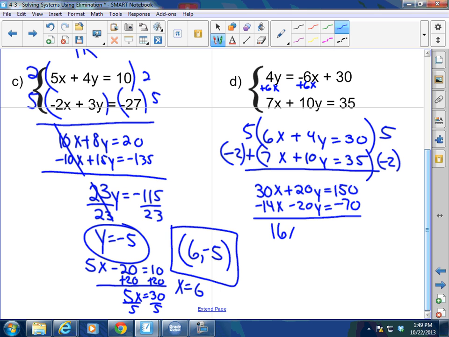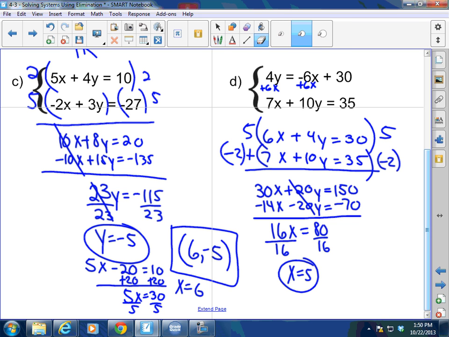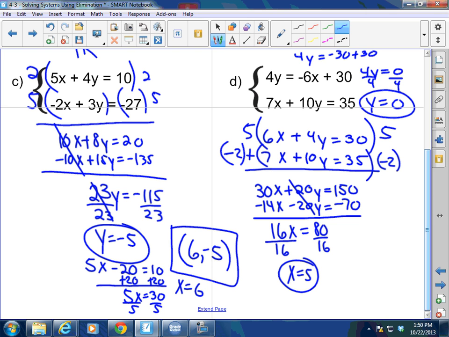I've got 16x, the y's cancel, equals 80. Right? And then I'm going to divide by 16 on both sides. So x should equal 5. Now, who do you want to plug that into to solve for y? I would definitely use the top equation in this case. So I'm going to have 4y equals negative 30 plus 30. So that's 4y equals 0. Divide by 4, y equals 0. Bingo. My solution, 5, 0.